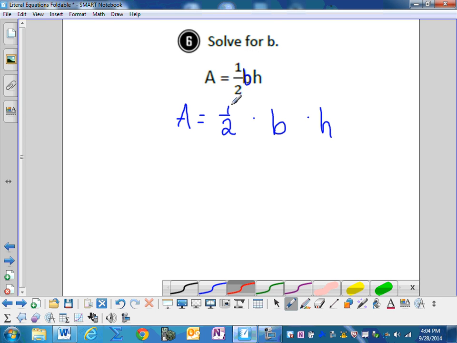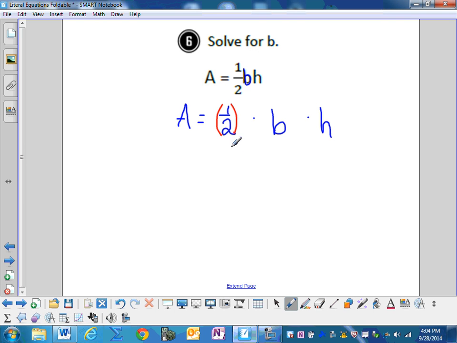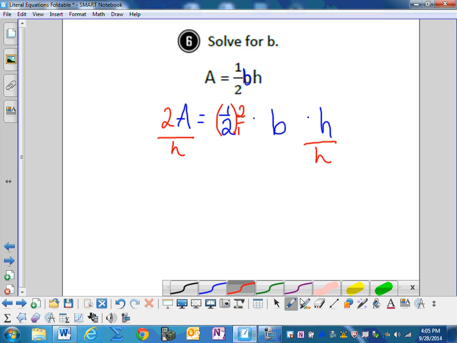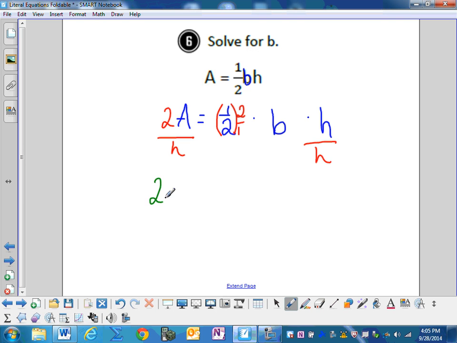So I'm going to divide by 1/2 or multiply each side by 2, and then I'm going to divide by h. And that's going to leave me with 2A divided by h equals b.